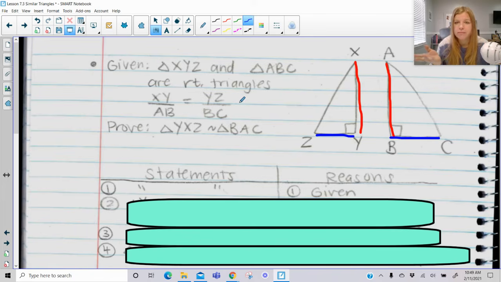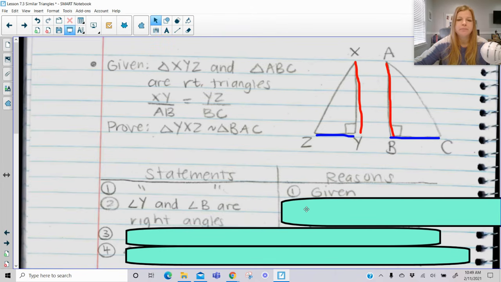And we know what we're going to say. Right angles are all congruent to each other. And we're already given a pair of proportional sides, and we have to prove that these two triangles are similar to each other. So, of course, we copy everything in the given into our first statement.